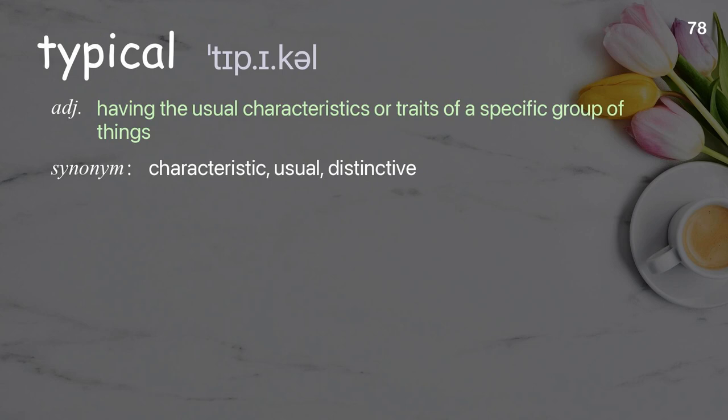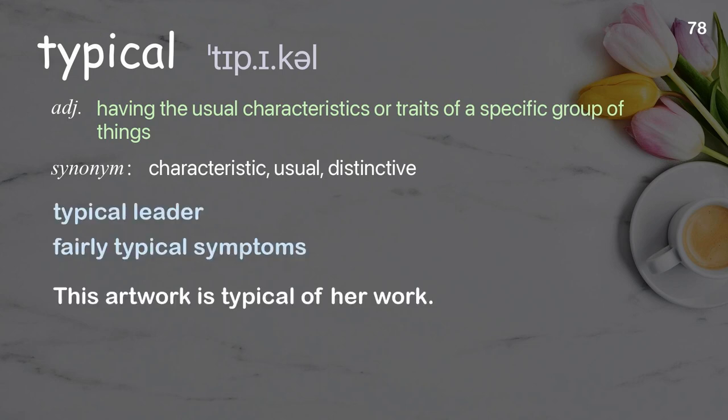Typical. Having the usual characteristics or traits of a specific group of things. Examples: typical leader. Fairly typical symptoms. This artwork is typical of her work.